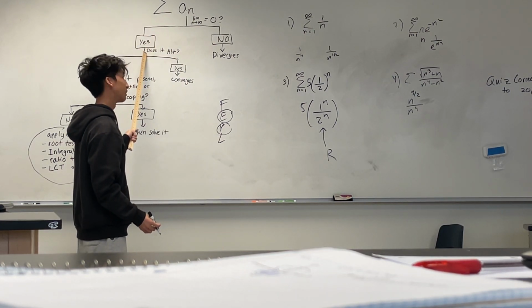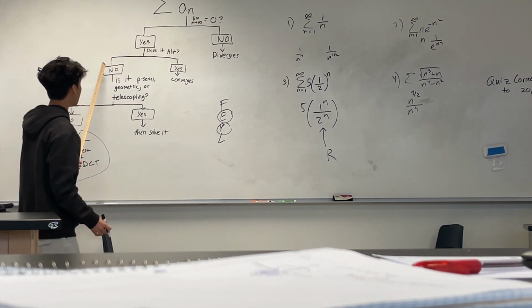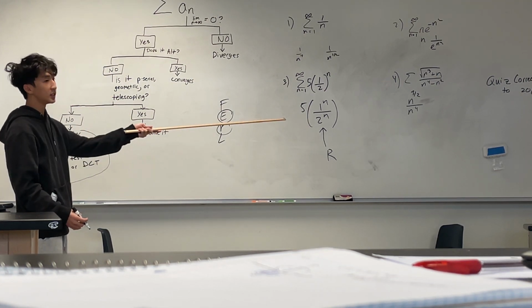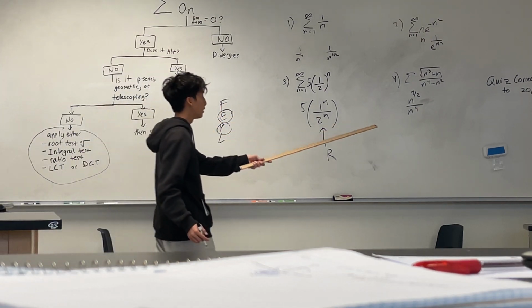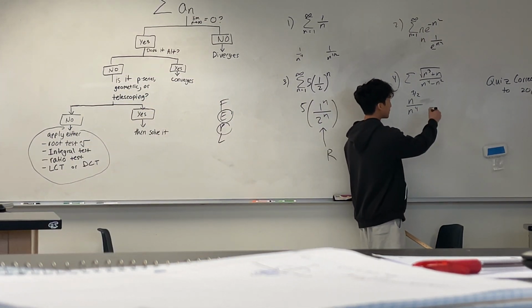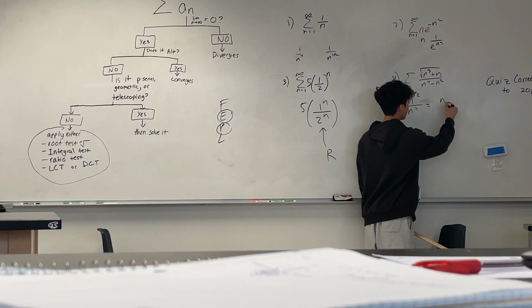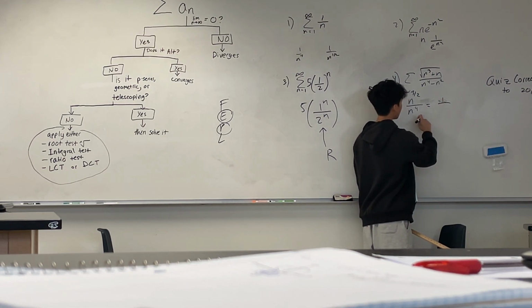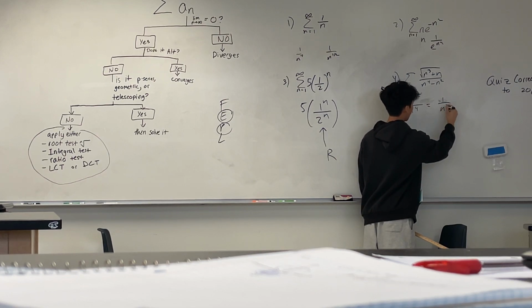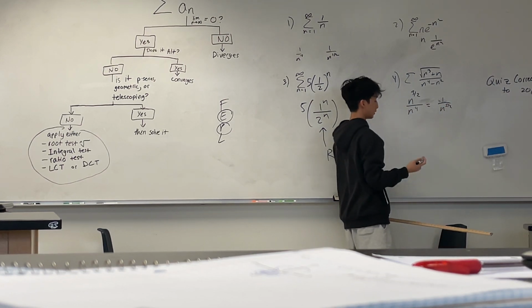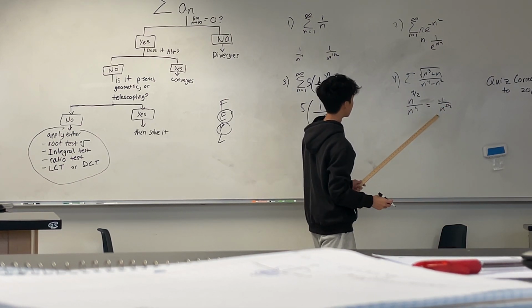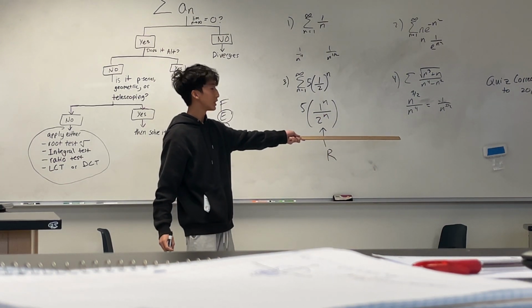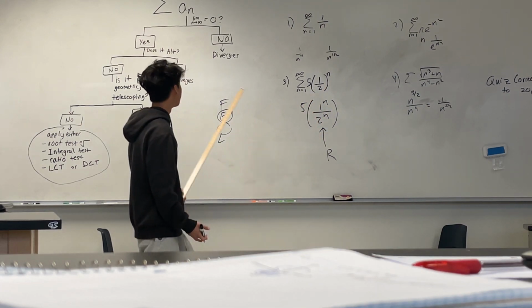Does it alternate? No. Is it p-series, geometric, or telescopic? This one's a p-series. It might be hard to tell, but if we reduce it, this is 1 over n to the 5 halves. And that's a p-series that converges. And this is pretty much it.